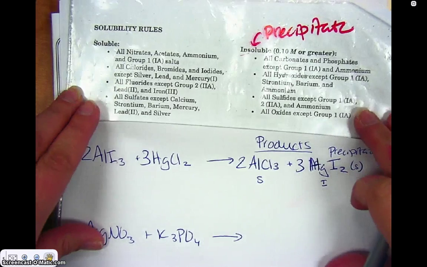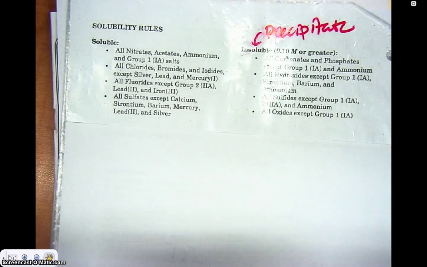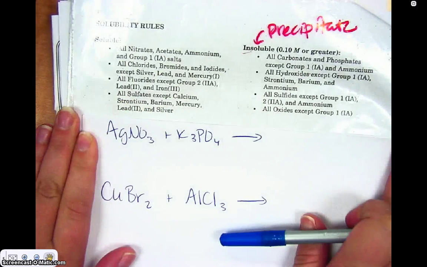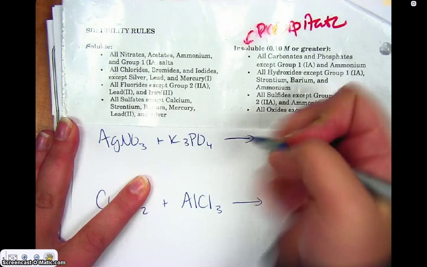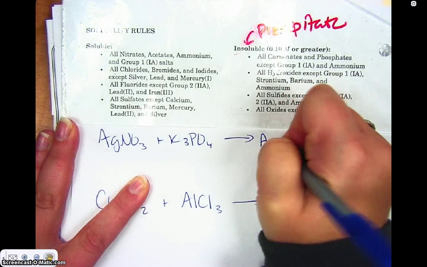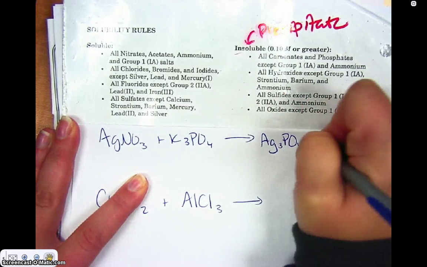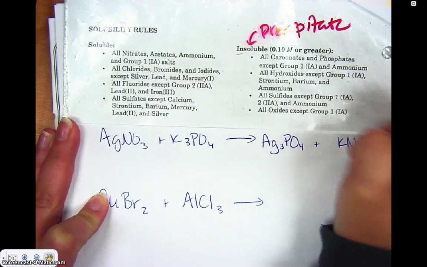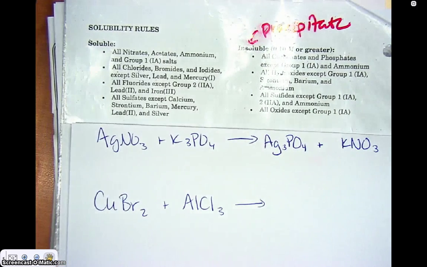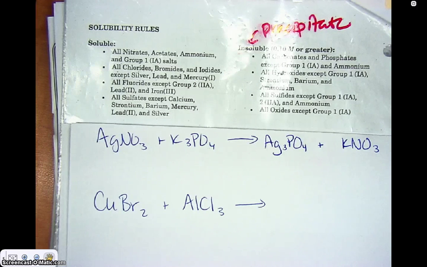This one is silver nitrate and potassium phosphate. Again, we're going to swap partners. Silver goes with phosphate. Remember that silver is a +1, so it's Ag3PO4, plus, and then we've got potassium with nitrate, KNO3, they're each ones. So then we need to see, is there a precipitate in this case?